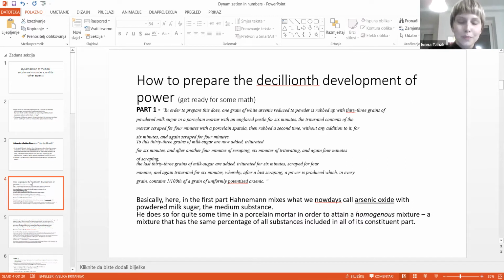Okay. So basically, what Hahnemann does now, he says how to start preparing the potency of Arsenicum album, which we call arsenic oxide in modern chemistry. So he basically describes, if I'm not mistaken, a 1-hour process in which he triturates the arsenic, which basically means he takes the mortar and the pestle.